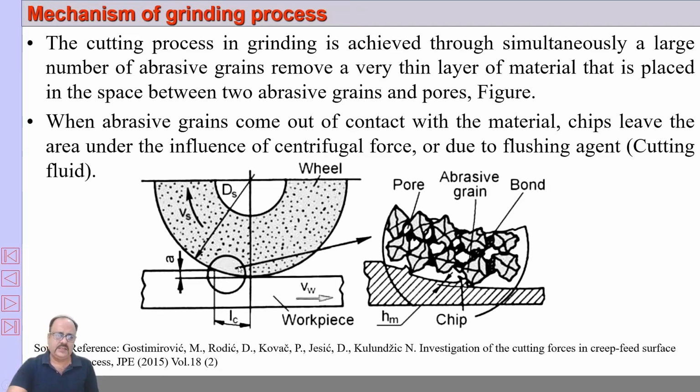So this is the mechanism. You can see I will be using t to denote the thickness, and this is the contact length, and this is the diameter of the grinding wheel, and this is the peripheral speed with which the grinding wheel is rotating, and this is the feed velocity, the velocity with which the workpiece is fed. And this figure I have taken from the Journal of Production Engineering; the paper is Investigation of Cutting Forces in Creep Feed Grinding.